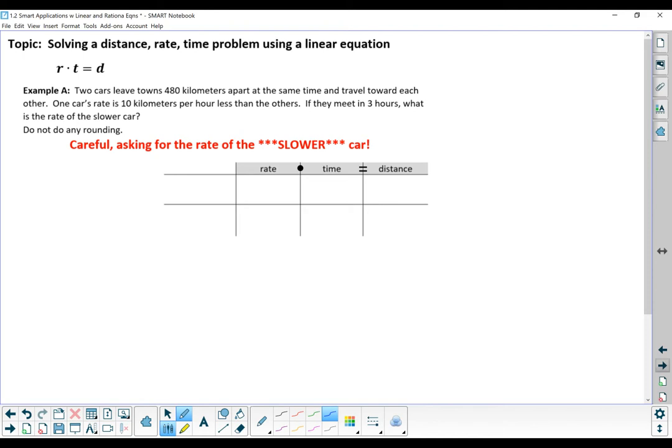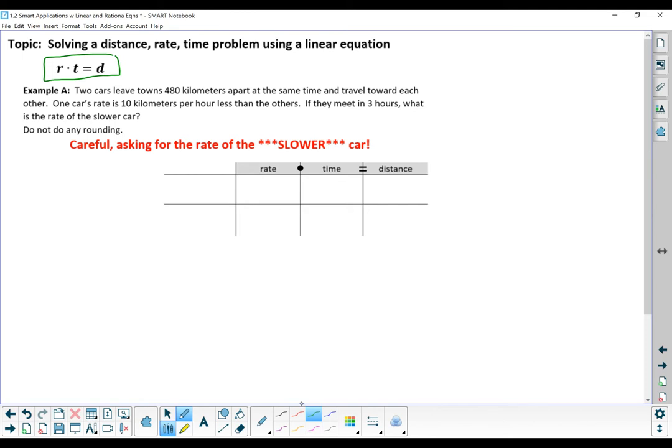So this first problem is two cars. They're leaving towns that are 480 kilometers apart, and they're traveling towards each other. One of the cars is traveling slower than the other by 10 kilometers per hour. In 3 hours, they meet, and our question is, what is the rate of the slower car? When you're doing these distance rate time problems, you want to remember this little formula: rate times time equals distance.